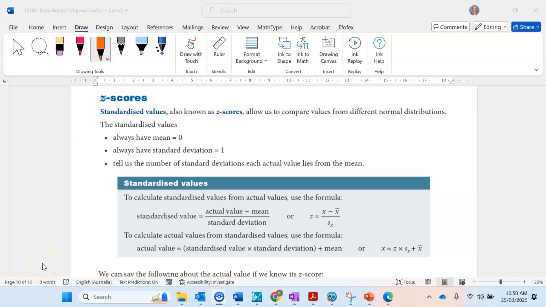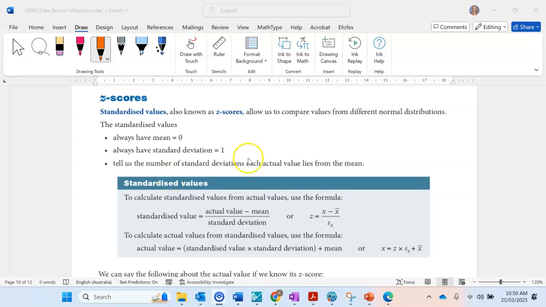Everyone, in this video we're going to look at z-scores, otherwise known as standardized scores or standard scores. It does relate to the normal distribution, but instead of just having your mean and your standard deviation as a specific value, we make the mean 0 and the standard deviation 1.